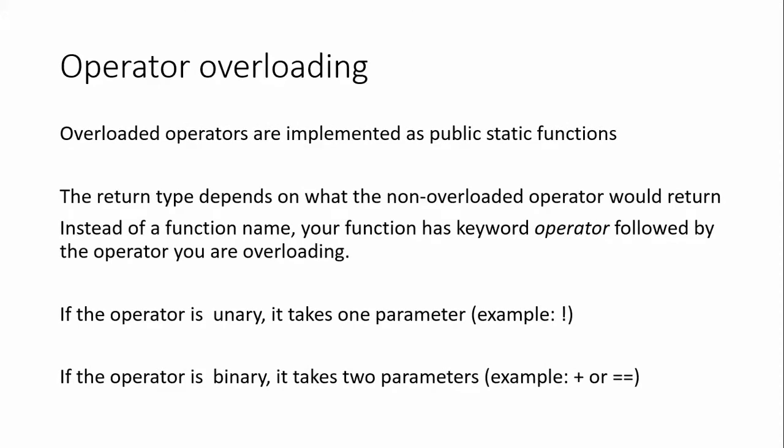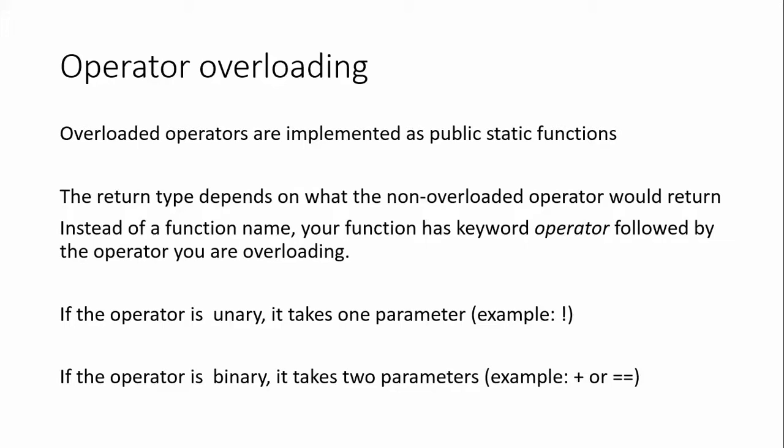So there are some basic rules for operator overloading in C#. Overloaded operators are implemented as public static functions. And why are they static? Well, imagine you were comparing two null references. Then there's no instance created, right? So we can't have them be instance methods, so we have to make them static methods.